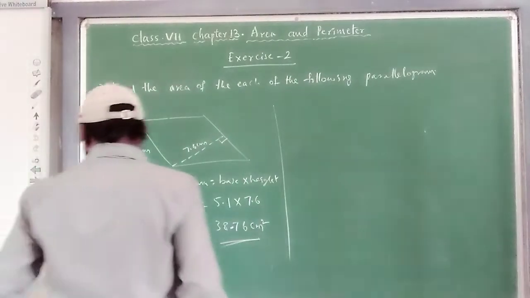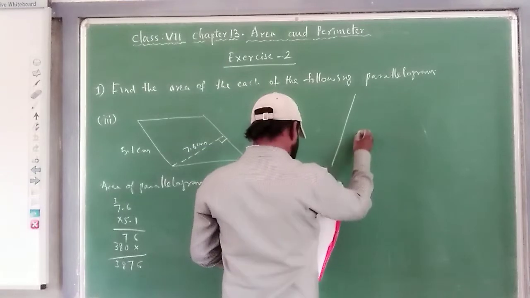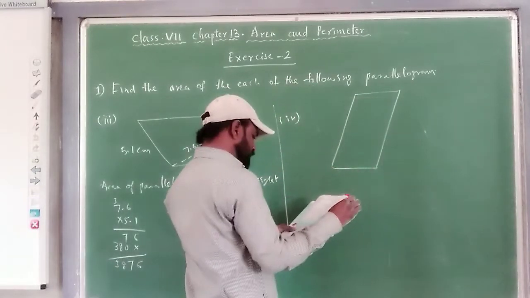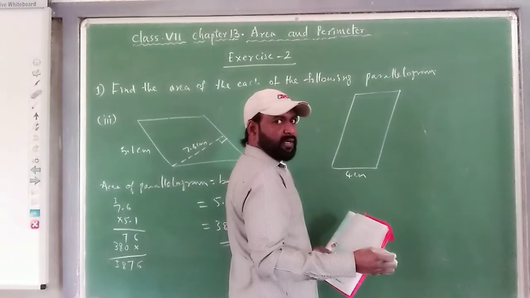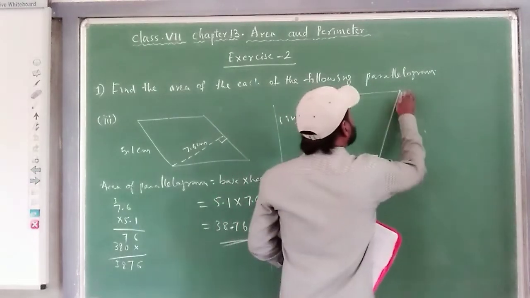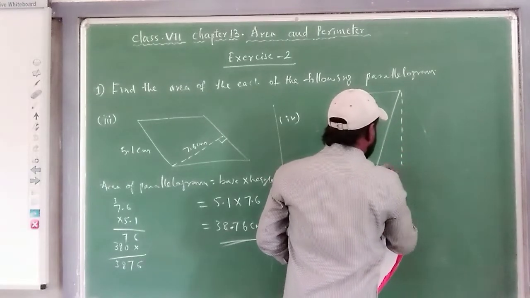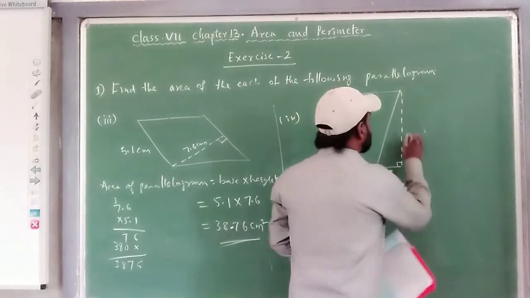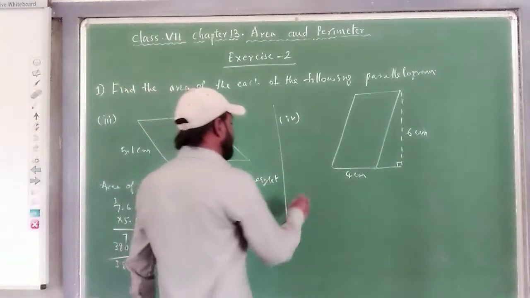The next figure is given in another direction, like this. This is given as base 4 centimeters. The altitude, as I told, is the perpendicular distance between the two opposite sides which are parallel to each other. Here it is given outside. How much is it? It is 6 centimeters. So just multiply those two and you will get the area.